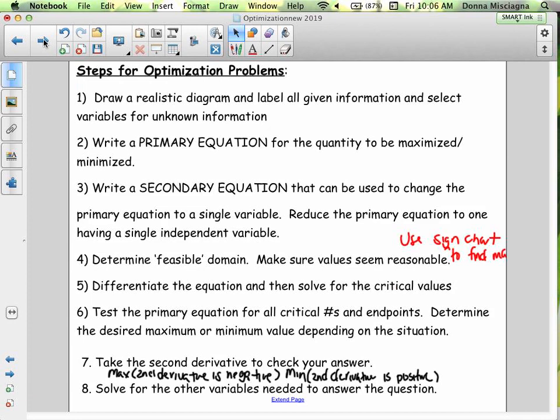You're going to write a primary equation for the quantity to be maximized or minimized. Generally, it's a formula from geometry, or it's a formula for profit or revenue or cost. You're going to write a secondary equation that can be used to change the primary equation to a single variable. There are ways to relate the many variables that we might have together, so we just have one single independent variable. It'll also take care of the constraints. So next to number 3, it also takes care of constraints.